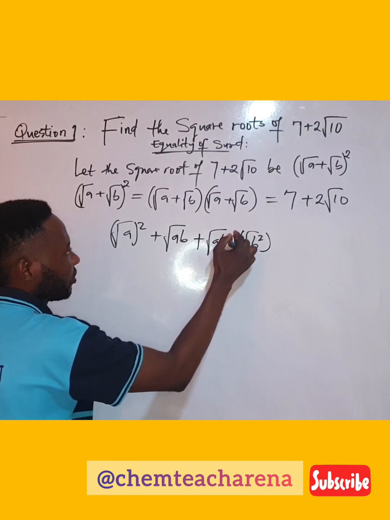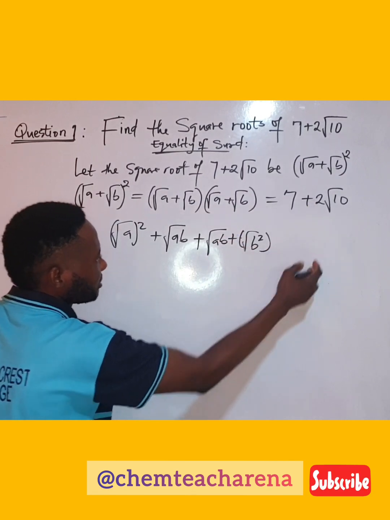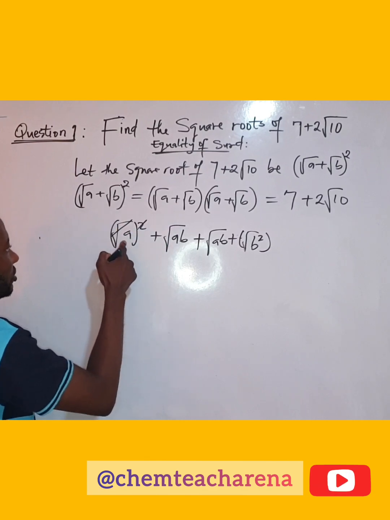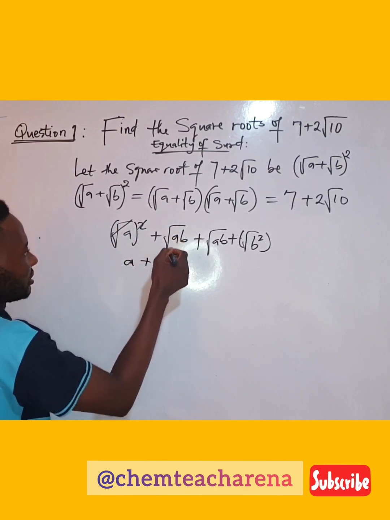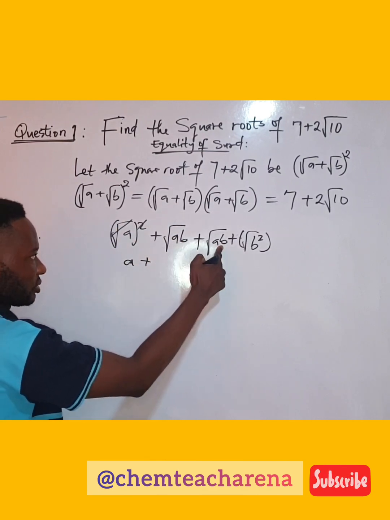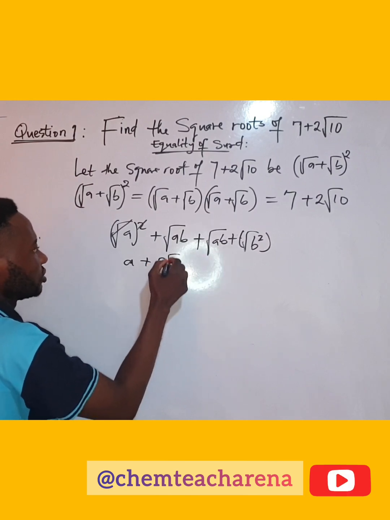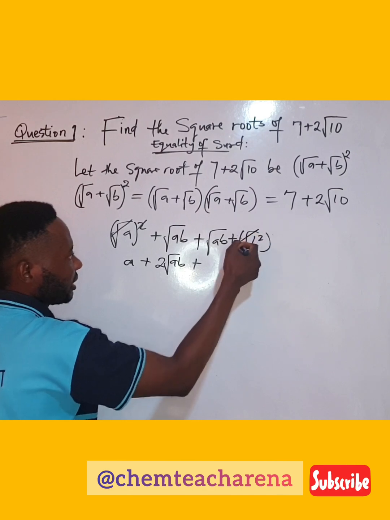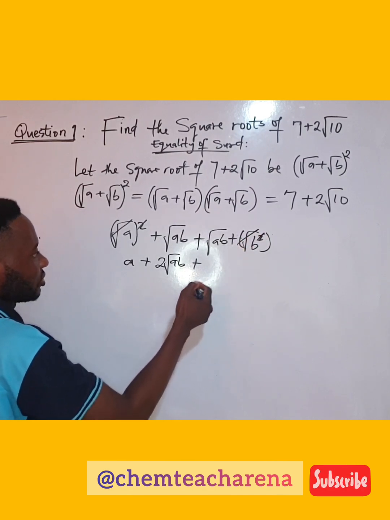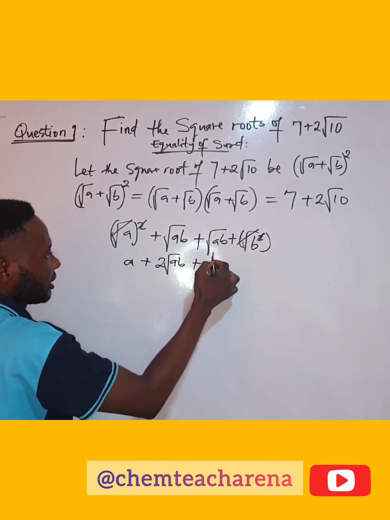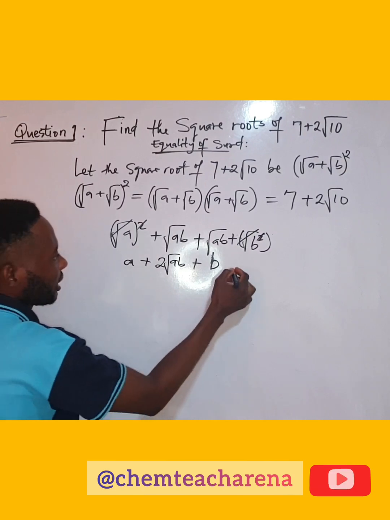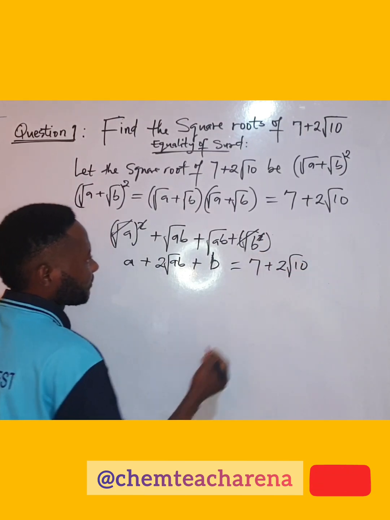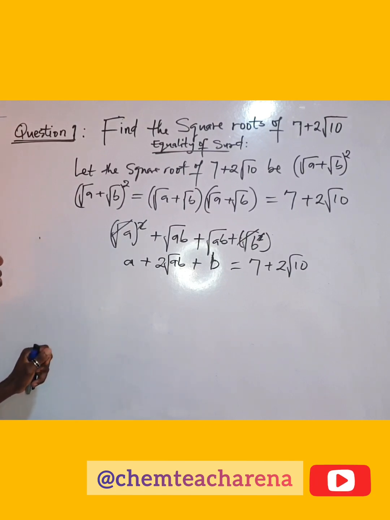Like I said before, you can equate it to this, but let me work with only this part. So this square cancels this square root. I have a plus root ab plus root ab, I have 2 root ab, plus this square cancels this square, so I have b only. So I can equate it to 7 plus 2 root 10.